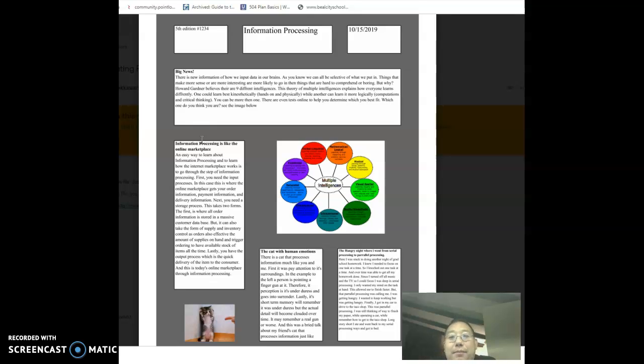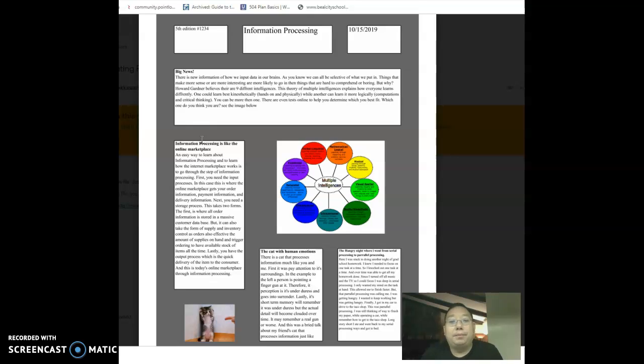Today we are going to be talking about information processing. That'll probably be in your short-term memory, but probably not in your long-term memory. Unless you really like the joke, then who knows, maybe it is going to be in your long-term memory. Today with information processing, we are going to talk about things like Howard Gardner's 9 different intelligences.